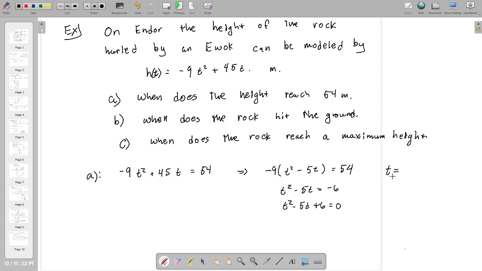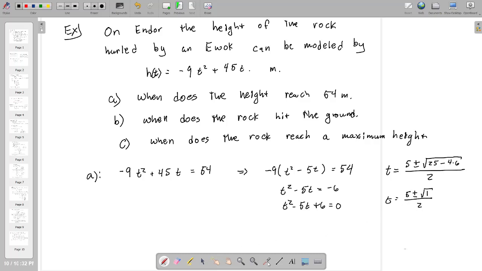When I use the quadratic formula, we get t is equal to negative b. Well, my b is negative 5, so we get 5 plus or minus the square root of b squared. So negative 5 squared is 25. Minus 4 times 1 times 6, so 4 times 6 times 1, divided by 2 times 1, which is just 2. So t will then equal 5 plus or minus the square root of 25 minus 24, which is the square root of 1, over 2.